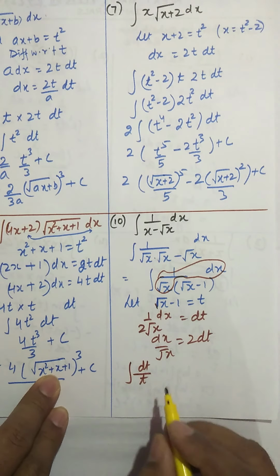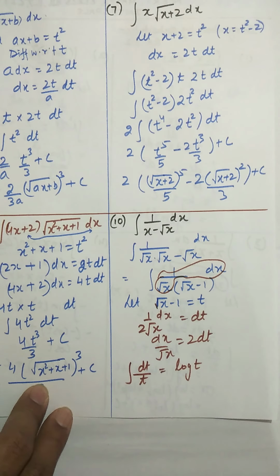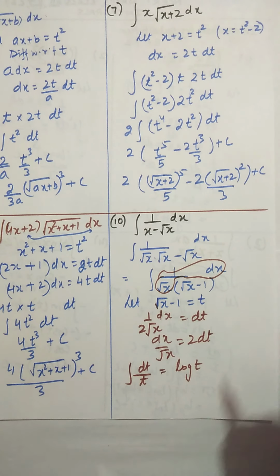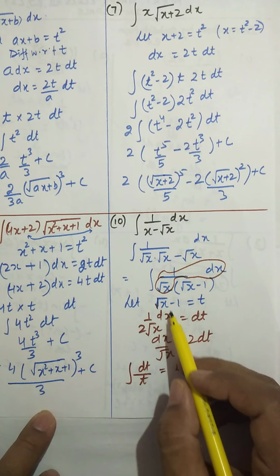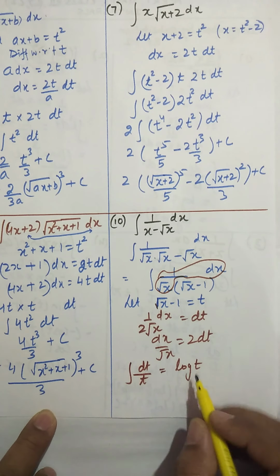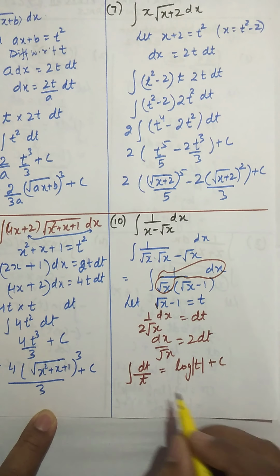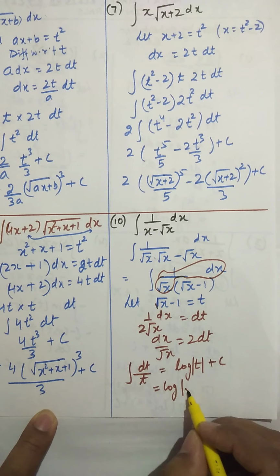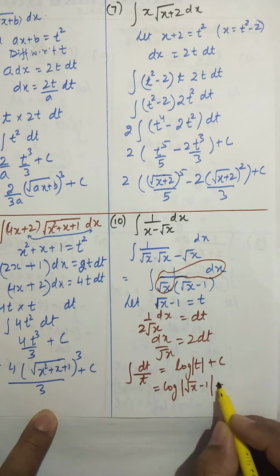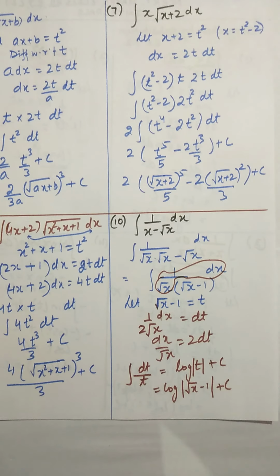So this is t. The integration of this is log t, and you have to think first whether it can be positive or negative. Here it is possible that for some value of x, this quantity t will become negative. So you have to apply mod t and write plus c. Now you can again substitute the value that you assumed. This is mod root x minus 1 plus c. So this is your complete answer of question number 10.